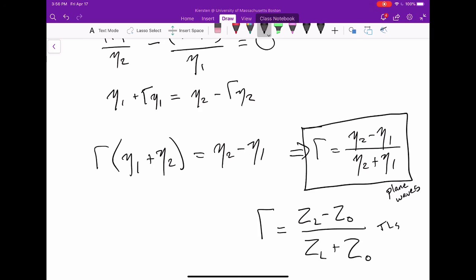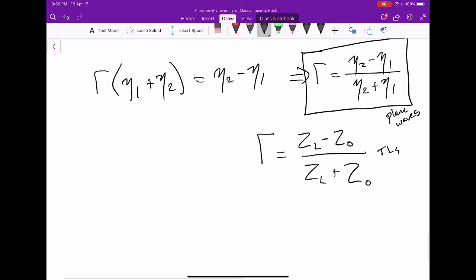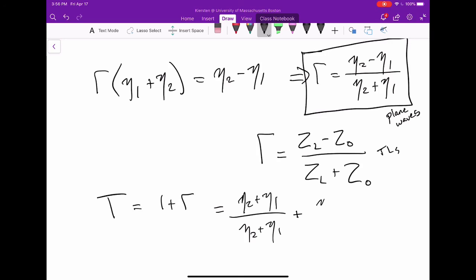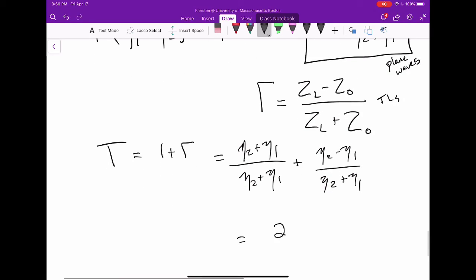We're going to do a couple of simple sort of brain exercises about this type of problem. Oh, and I got to tell you one more thing before I do that, and that is that since the transmission coefficient is equal to 1 plus gamma, that means it's equal to eta 2 plus eta 1 divided by eta 2 plus eta 1 plus eta 2 minus eta 1 over eta 2 plus eta 1, which works out to be 2 eta 2 over eta 2 plus eta 1.